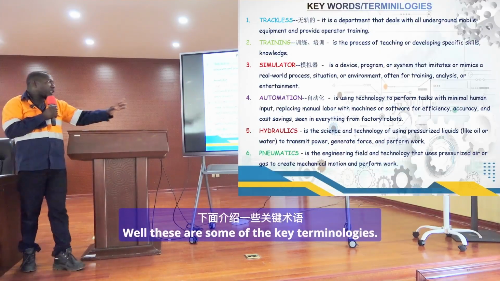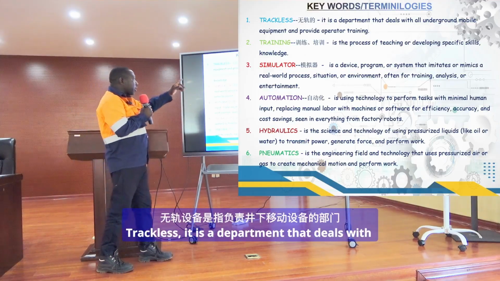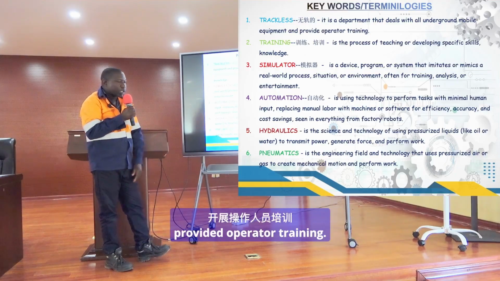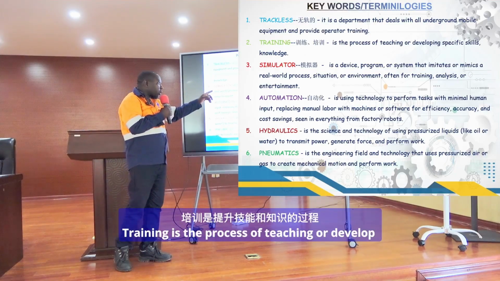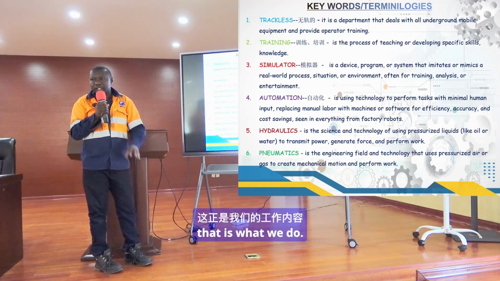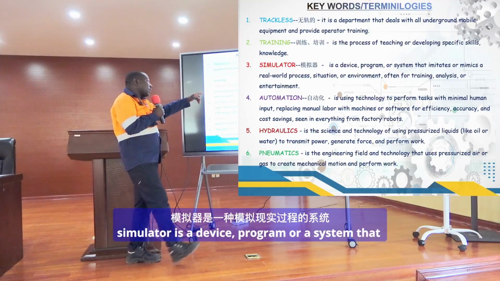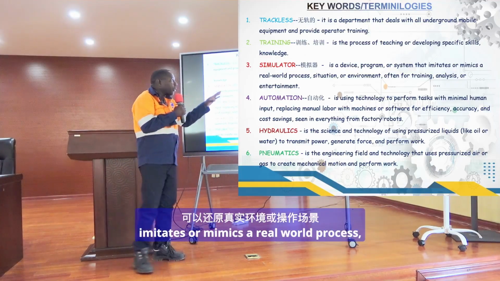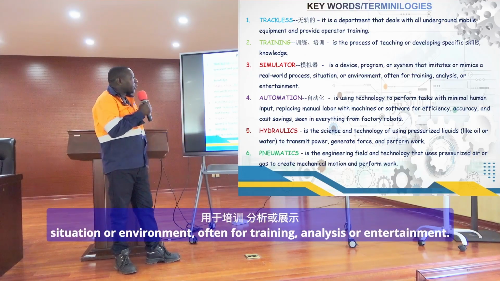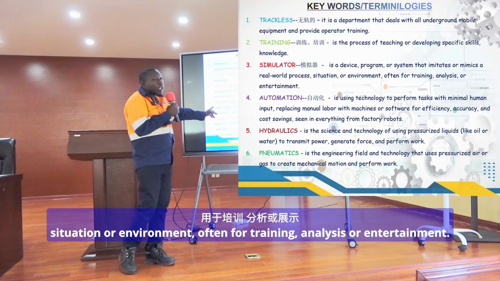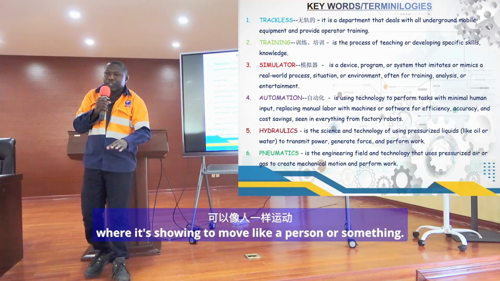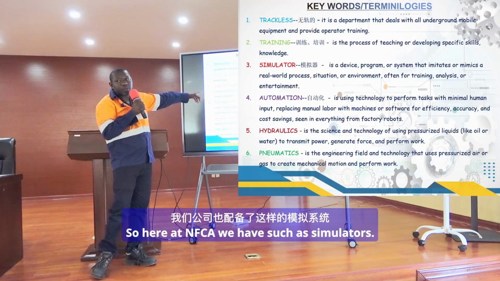Well, these are some of the key terminologies. Track Race, it is a department that deals with all underground mobile equipment and provide operator training. Training is the process of teaching or developing specific skills or knowledge to operators. That is what we do. Simulator is a device, program, or a system that imitates or mimics a real-world process, situation, or environment, often for training, analysis, or entertainment. I'm sure you have seen a robot that is shown to move like a person or something. So here at NFC, we have such simulators.